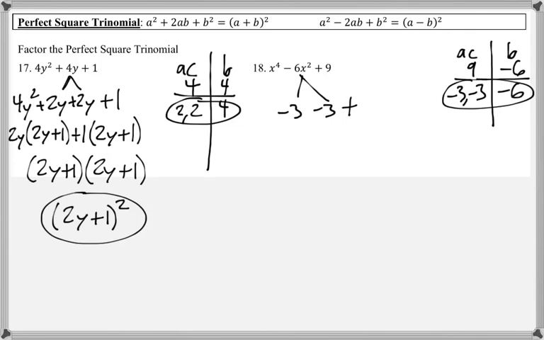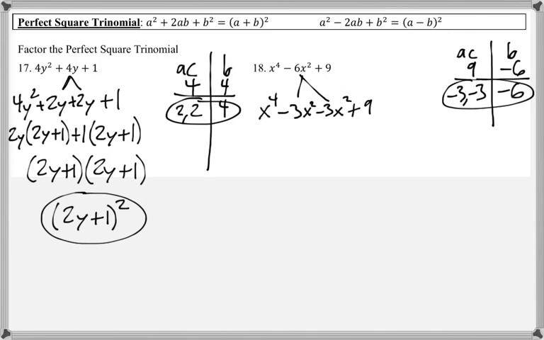Okay, so I need to put, I didn't put my x squareds. x squared plus 9, x to the 4th. The fact that I have an x to the 4th and an x squared here is not really going to throw off the AC method at all. I just need to remember to put an x to the 4th here and x squareds here.